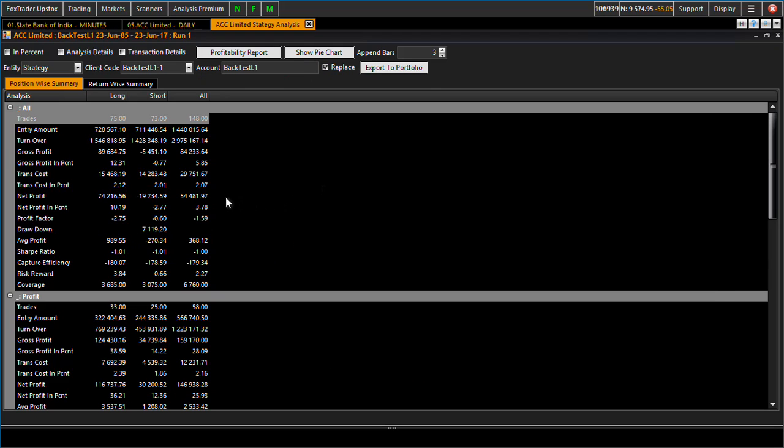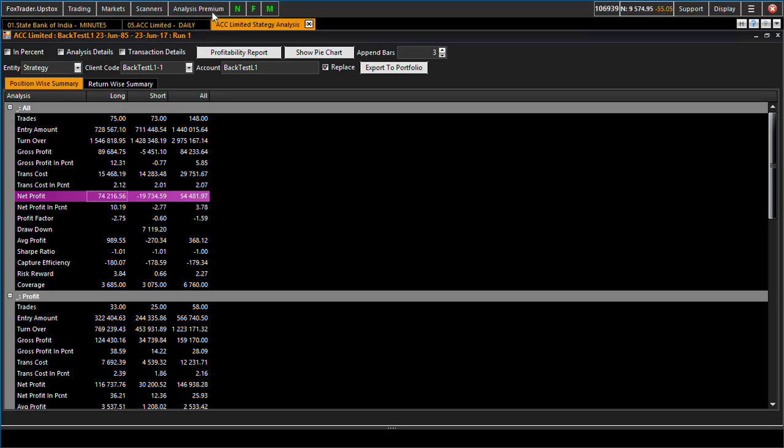So this is the kind of report that I get here. It will give me a summarized view. In total I got 148 trades. Out of 148 trades, 75 trades were long, 73 trades were short. The 75 long trades fetched me a net profitability of 74,000 rupees. The short trades went in a loss of approximately 20,000 rupees, and the net profit, long and short combined, is 54,000 rupees, right? And I have also included necessary transaction cost into it.